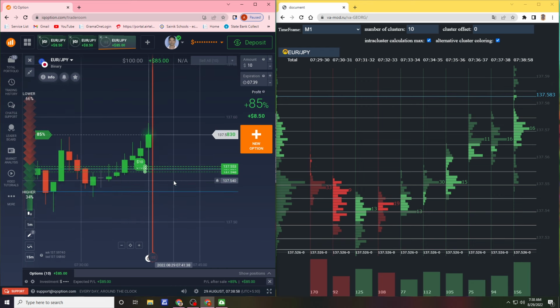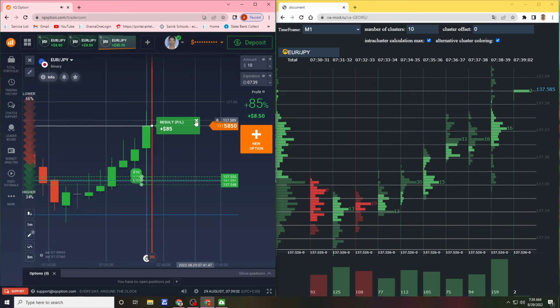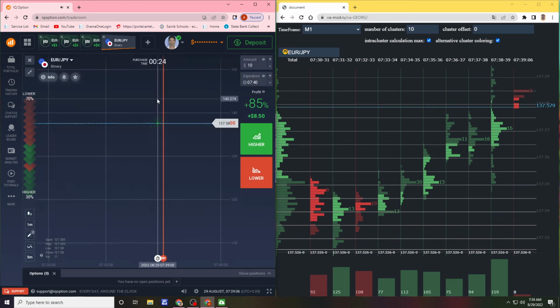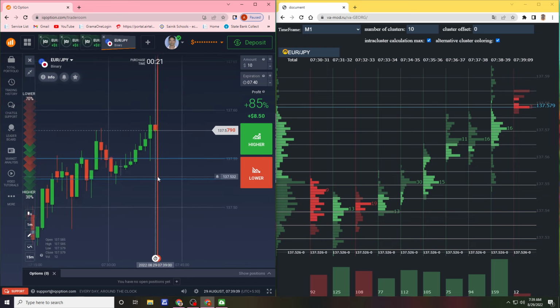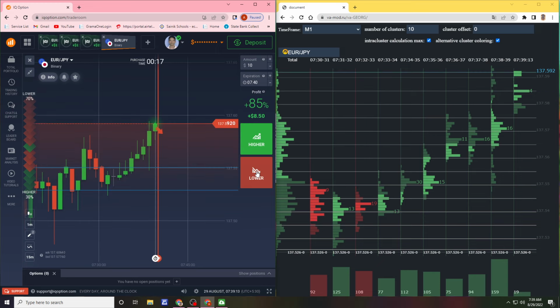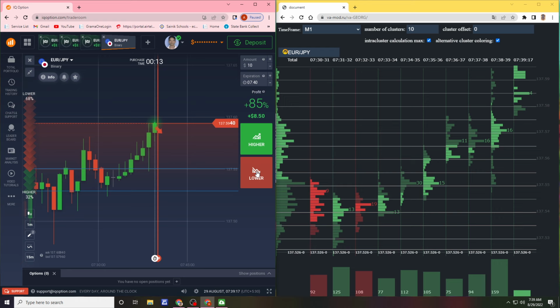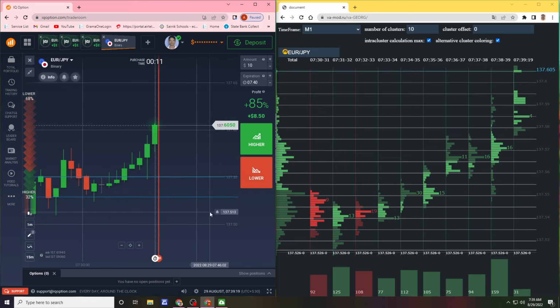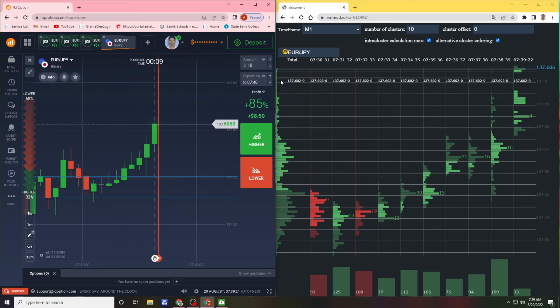Okay, I think I'll cover the losses here. $85. I took only one trade with $20. Okay, I will wait for exact confirmation. There are no volumes from buyers.